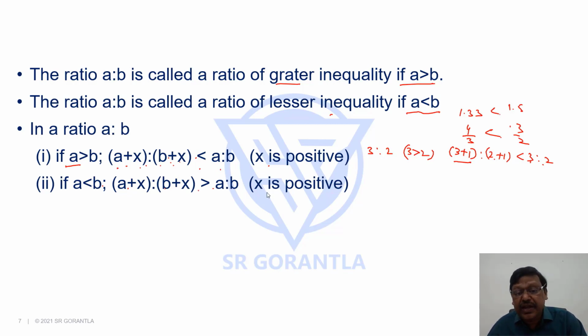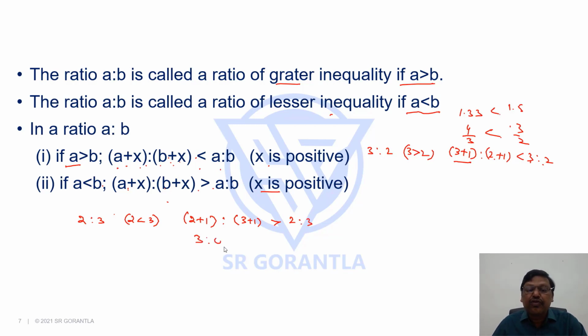And if a is less than b, a plus x is to b plus x is greater than a is to b. Again, x should be positive. If I take the same example, in a ratio 2 is to 3, where 2 is less than 3, a plus x, that is 2 plus, let us say 1, is to, let's say 3 plus 1. If you take this, this is greater than 2 is to 3. That is 3 is to 4 is greater than 2 is to 3. If you want, you can check 3 by 4. Is it greater than 2 by 3 or not? 3 by 4 is 0.75. 2 by 3 is 0.66. It is greater. Right? It's a very useful statement when it comes to some of the complex questions there.